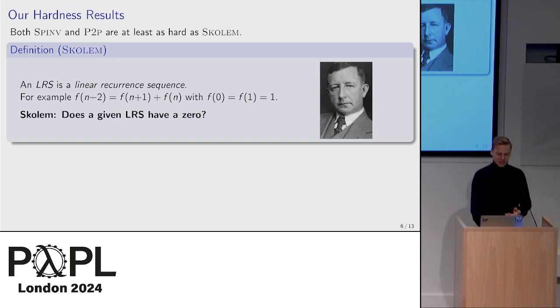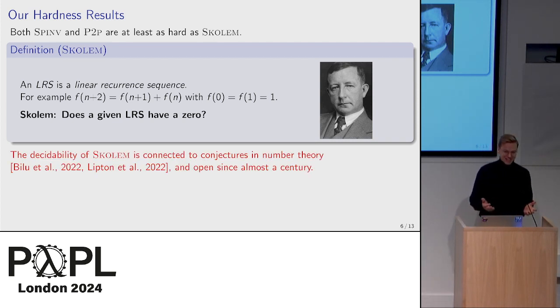So for a linear recurrent sequence, you're given a recurrence equation that is linear, that relates terms of a sequence together, with initial values. And the Skolem problem is, does a given linear recurrent sequence have a zero? And also the status of this problem is unknown, whether it's decidable or undecidable. But this problem is actually as old as computer science itself, and it has many connections to unsolved conjectures in number theory. So this is a problem where no one expects a PhD student to come up with an algorithm for it.